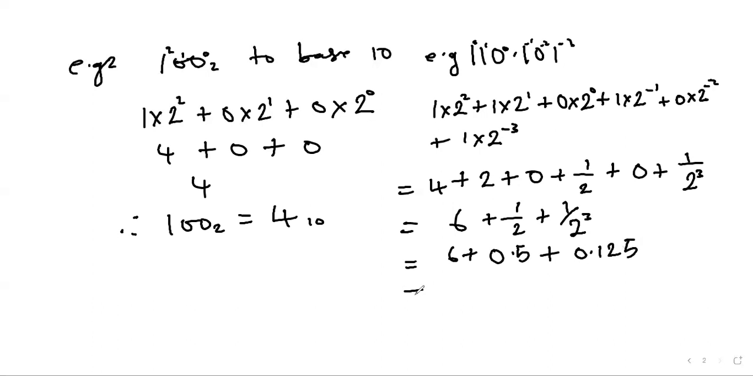0.125. So when you add all that, we have 6.625. 6.625 base 10. So I've successfully converted this binary number to a denary number.